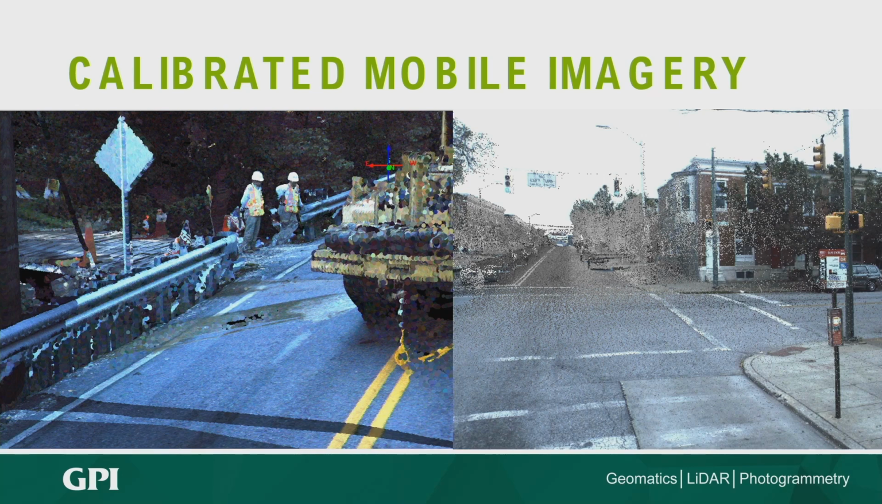That imagery can also be calibrated with the LiDAR data. So they're captured at the same time. They're both geo-referenced. This is an example of what we can do with that calibrated imagery: colorize that point cloud. So you've got RGB values associated with each point within the point cloud. Makes it a little easier to identify the features.